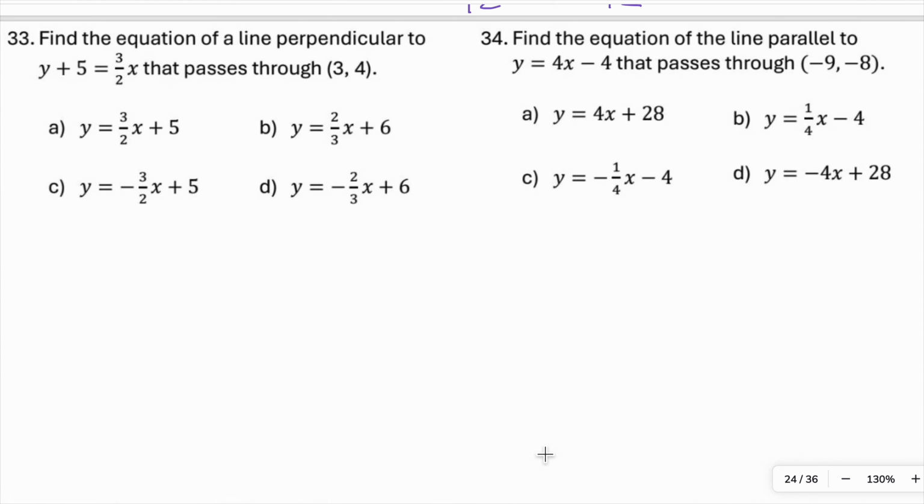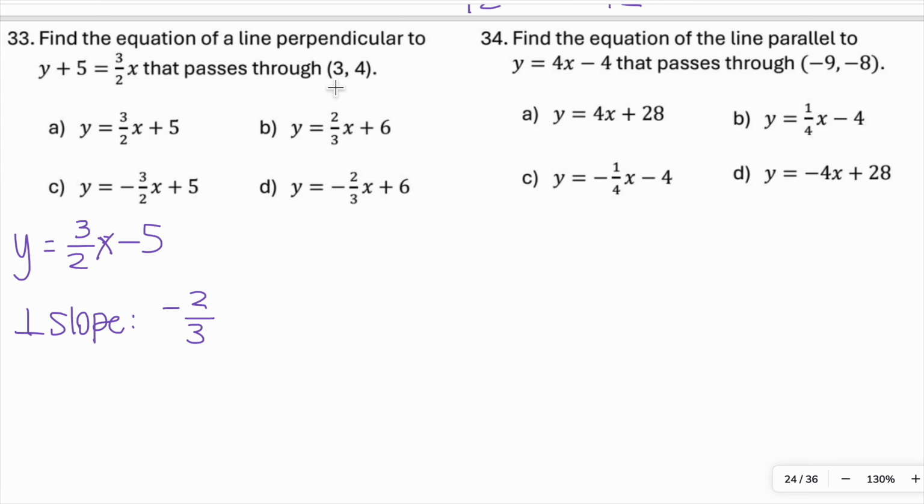33, find the equation of a line that's perpendicular to y plus 5 is equal to 3/2 x and passes through 3, 4. Easy to put this in slope-intercept form, but it really doesn't change our slope at all. If I put this in slope-intercept form, I'm going to get 3 over 2 x minus 5. So the perpendicular slope just needs to be the opposite reciprocal of that, so negative 2/3.